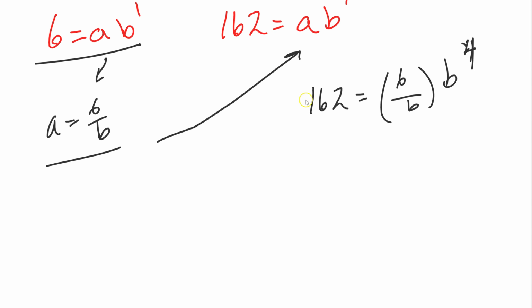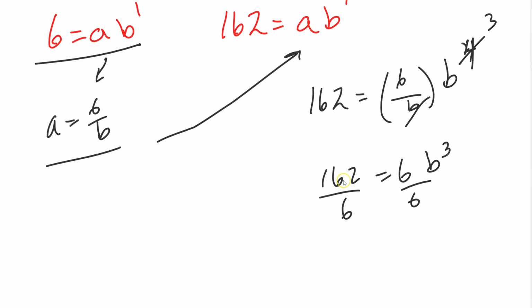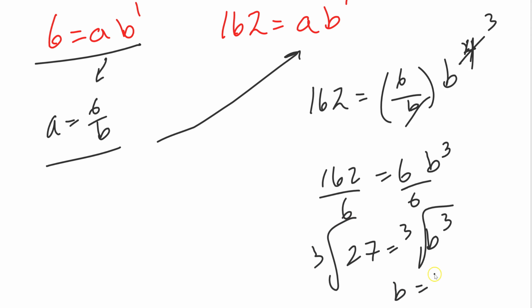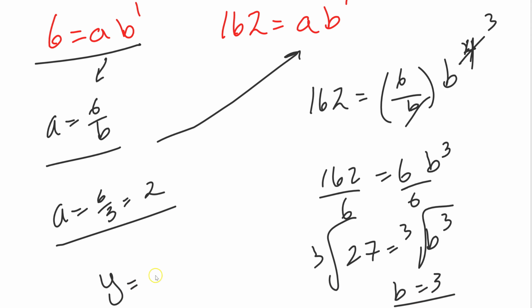What did I do next? Well, I reduce. b to the 4th times 6 over b, that's just going to be 6 times b to the 3rd power, right? These reduce. All I got to do here is solve. Divide this by 6. That's going to be 27 equals b cubed. To cube root this, b equals 3. Plug that b in to find my a. So a now equals 6 over 3, which is just 2. There's my a, there's my b, so my equation is going to be y equals 2 times 3 to the x. And that's the lesson.